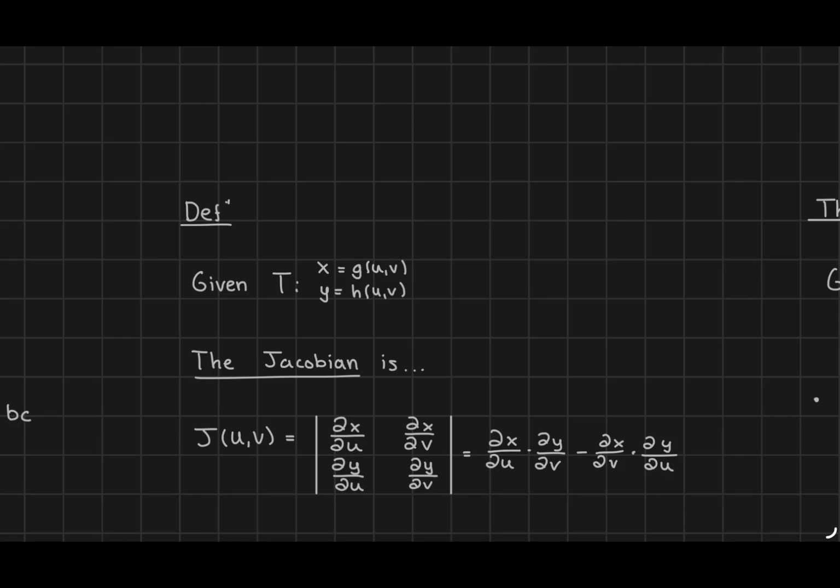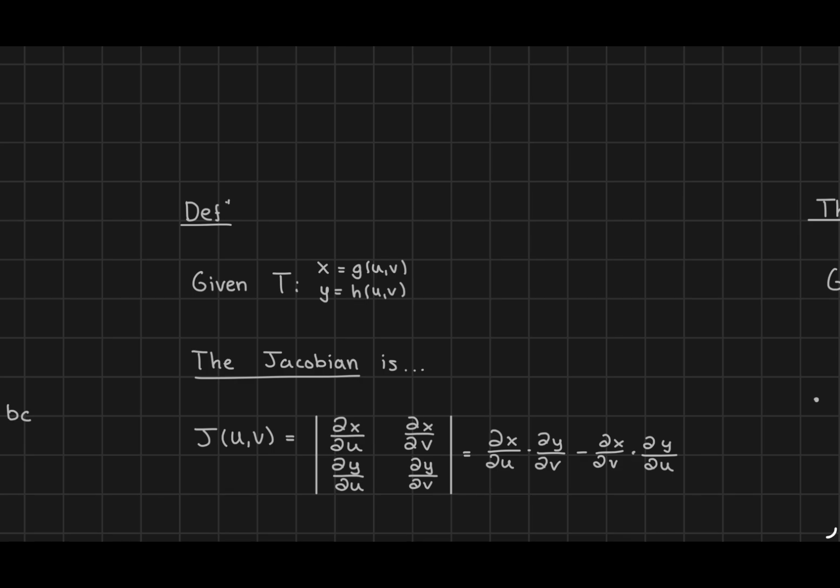So I guess that's pretty much, I would say that's a fair explanation of what the Jacobian is. Just one more little statement about it: the Jacobian tells us the area of a new parallelogram in the UV plane, right?